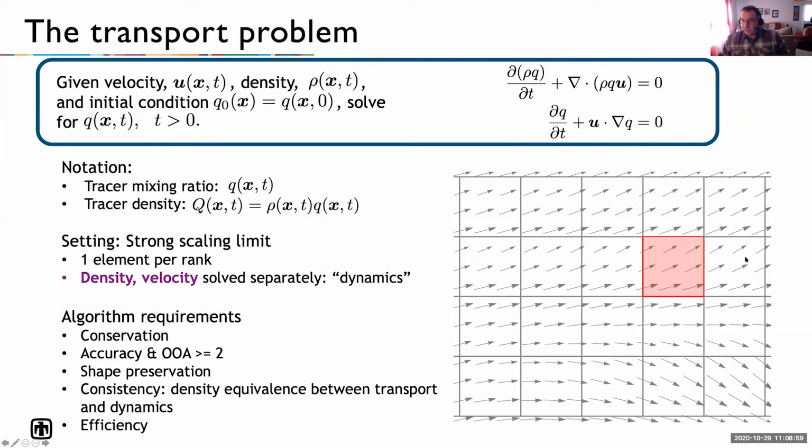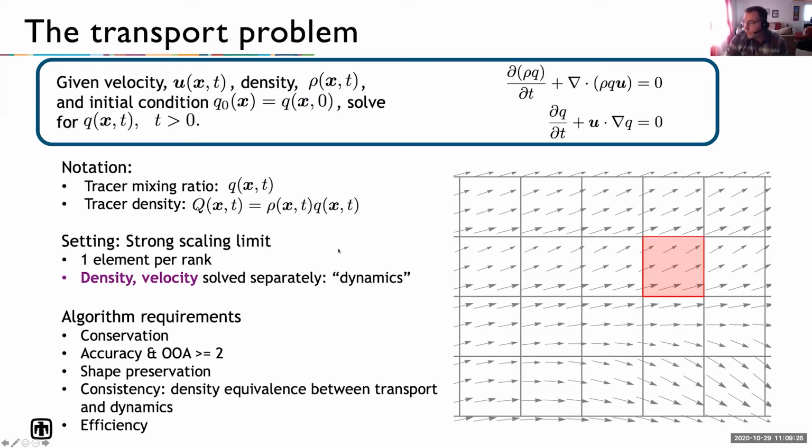So anytime there's communication required, for example, this red element is the one we're going to focus on in the next few slides. It has to get that data from somewhere else in the parallel computer. And then we have these requirements for our transport scheme. It must be exactly conservative. It must have at least second degree accuracy. It has to preserve the local bounds, and it has to be mass consistent between transport and dynamics, and it has to be efficient.